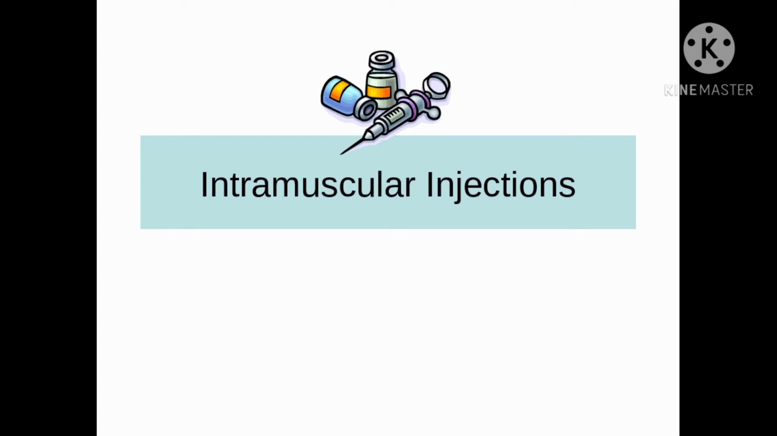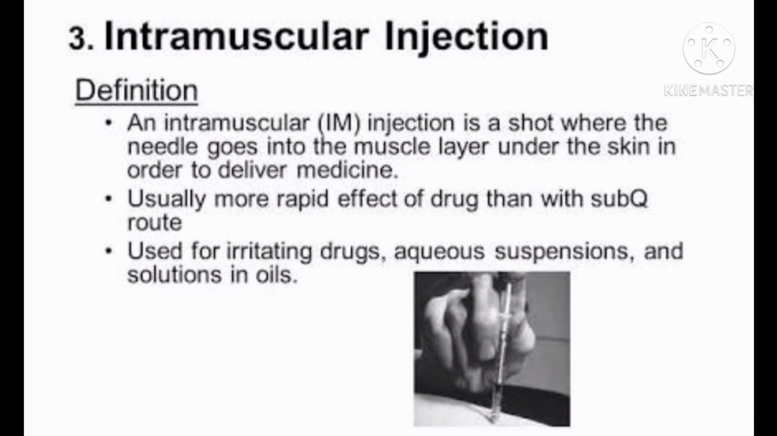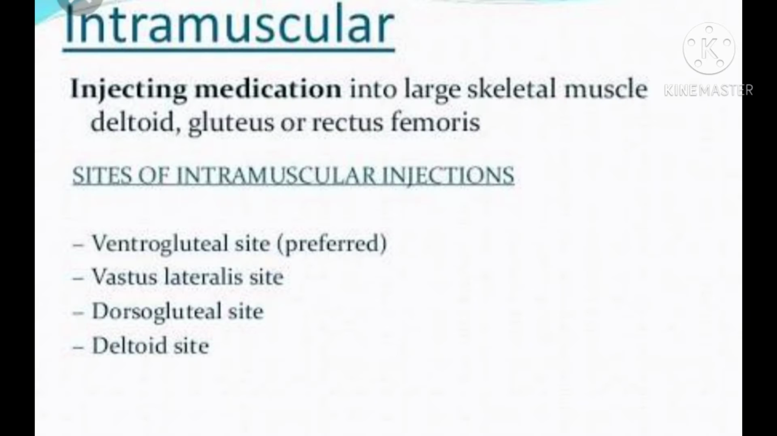Now we will learn about the intramuscular injection. Firstly, the definition. An intramuscular injection is a shot where the needle goes into the muscle layer under the skin in order to deliver medicine. It usually has a more rapid effect than the subcutaneous route. Now we see the site for giving an intramuscular injection. There should be a large skeletal muscle like the deltoid, gluteus or rectus femoris.